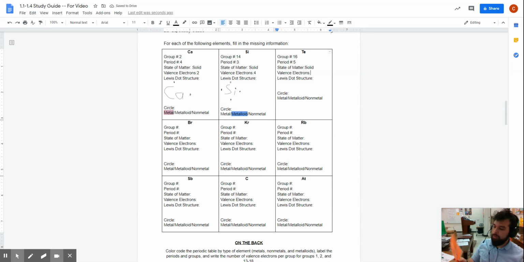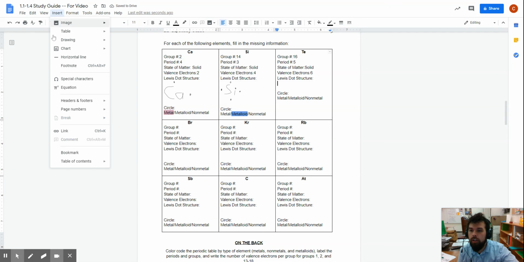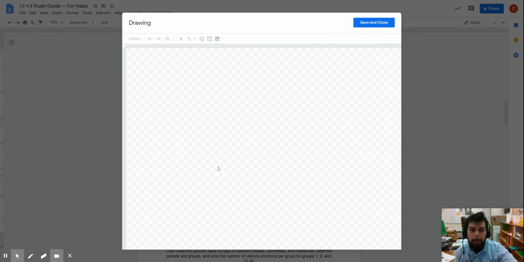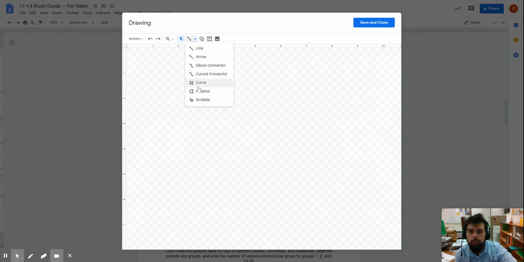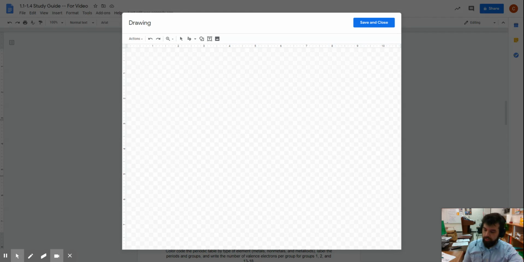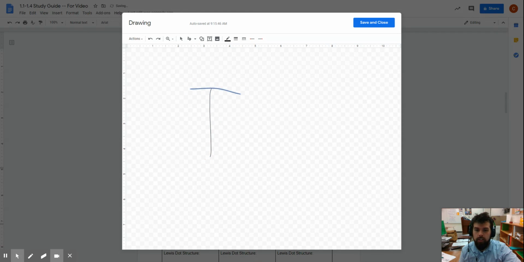Valence electrons. Well, I just count across for that. 1, 2, 3, 4, 5, 6. So tellurium has 6 valence electrons. Boom. Let's draw the Lewis dot structure. Insert, drawing, new. All right, let's take a look at this. Get my scribble tool. Tellurium is TE. T, E. Again, doesn't have to be perfect.